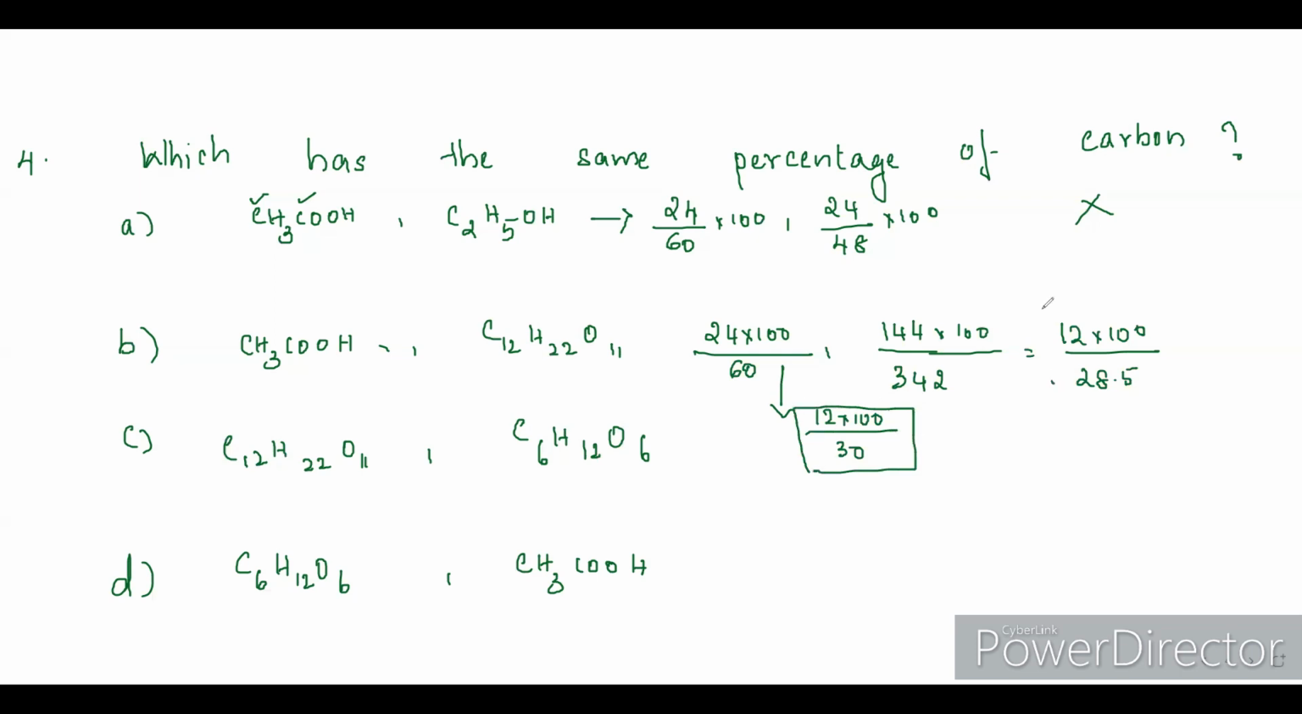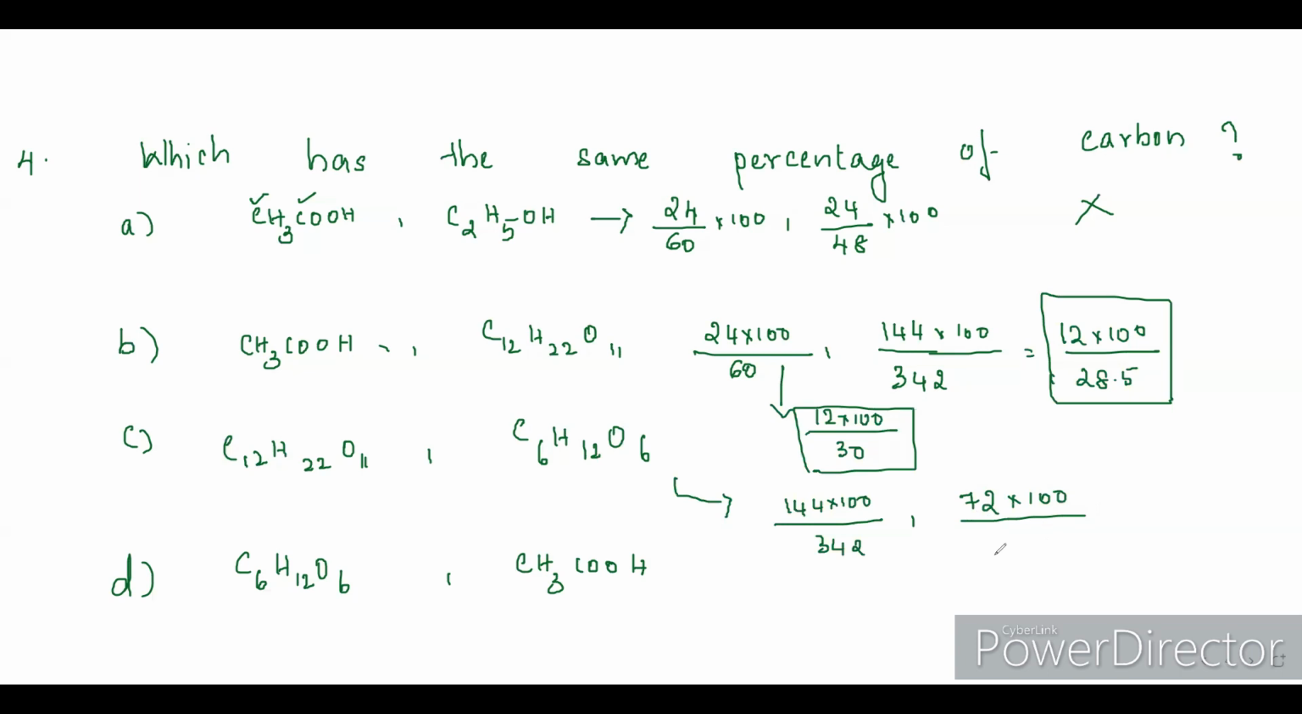Now these two are not the same. Okay, so no further calculation is required. I'm just concluding that even option B is not the answer. For option C, first one, cane sugar. So it is 144 into 100 by 342. And the second one is C6, which means 72.